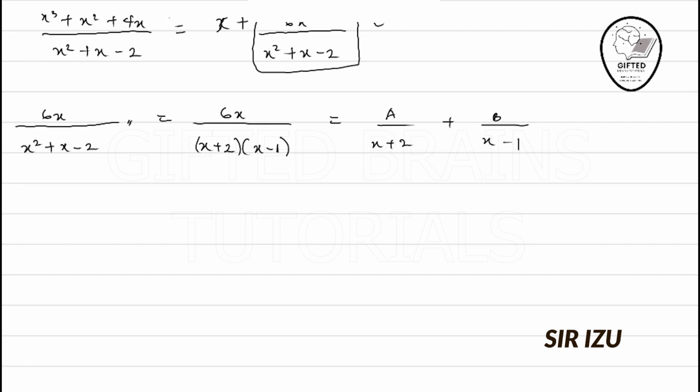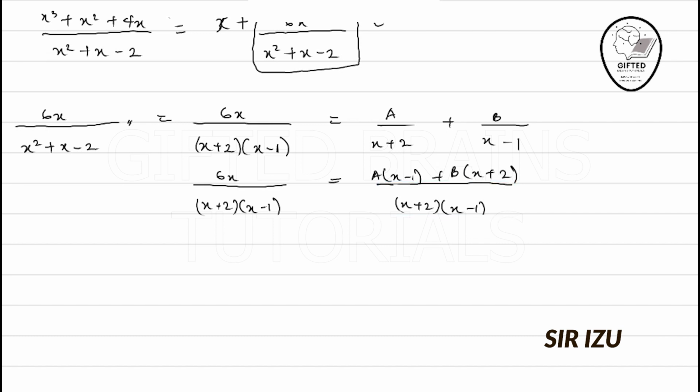And then we can go ahead to do what? Join the two fractions, which will have x plus 2 times x minus 1 as their LCM. And then x plus 2 goes to the denominator, will give me A multiplied by x minus 1. And then x minus 1 goes to the denominator, will give me B multiplying x plus 2. And I will write the left hand side likewise. So we've written the left hand side, and you see that they have a common denominator, so we eliminate the common denominators. So at the end of the day, we'll be left with 6x being equal to A into x minus 1 plus B into x plus 2.